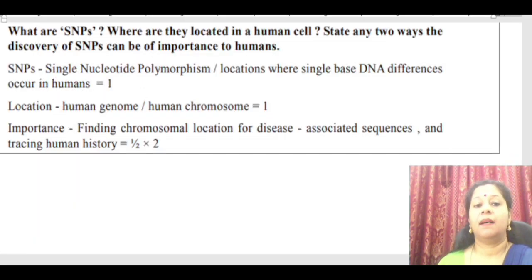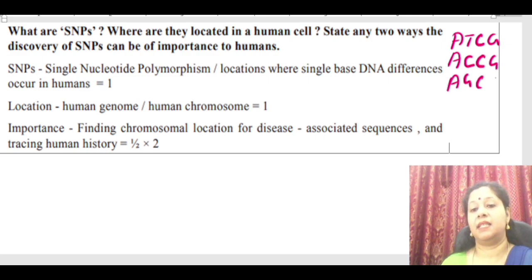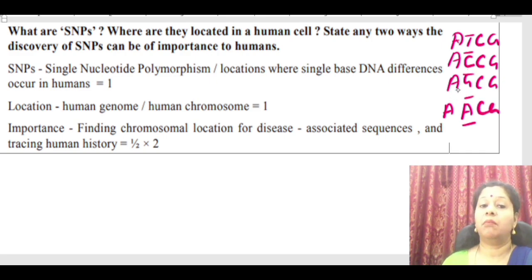What are SNPs? Where are they located in the human cell? State any 2 ways the discovery of SNPs can be of importance to humans. SNPs are single nucleotide polymorphisms, locations where single base DNA differences occur in humans. For example, if there is a sequence ATGC, and only one place is changing, maybe ACGC or AGCG, like that, if only one place differs, that is called a single nucleotide polymorphism. The location is in the human genome, or we can write it is in the human chromosome.